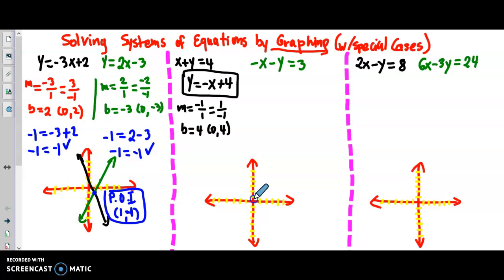So let's plot this to be done with that. Go up 4, and the slope is telling you down 1, right 1, down 1, right 1.